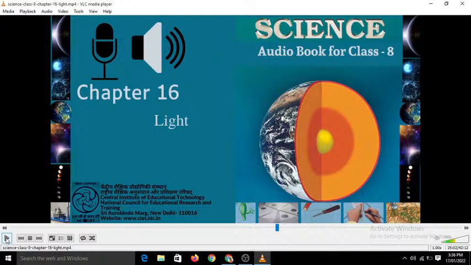Now this dispersion can also be seen with the help of Newton's disk. We can show how all 7 colors are present in one color in the experiment, as well as how this one color can be dispersed into 7 colors. ये भी हम दिखा सकते हैं.